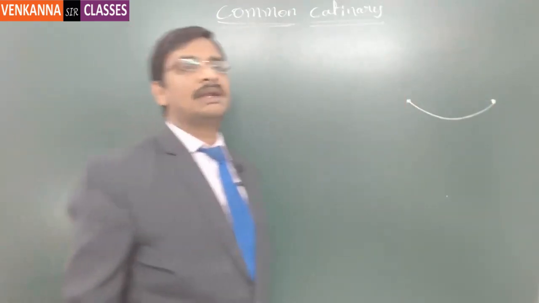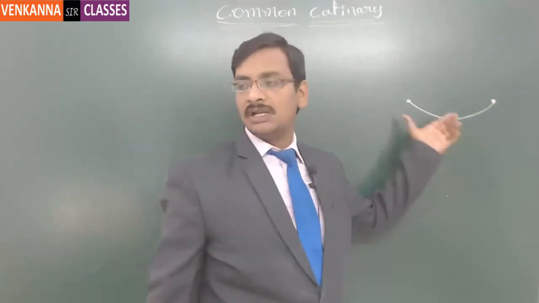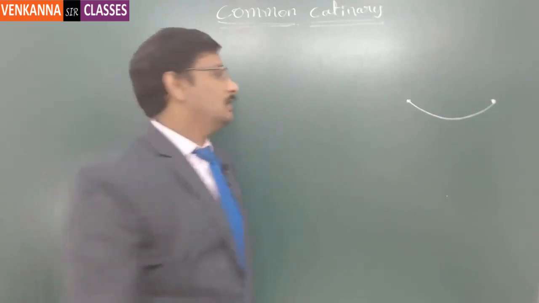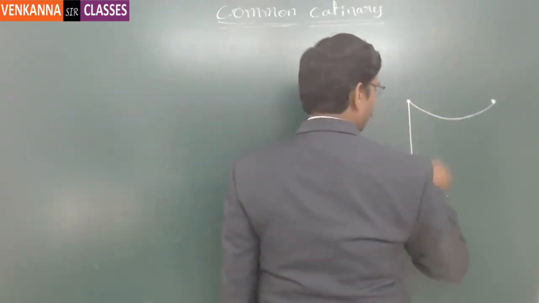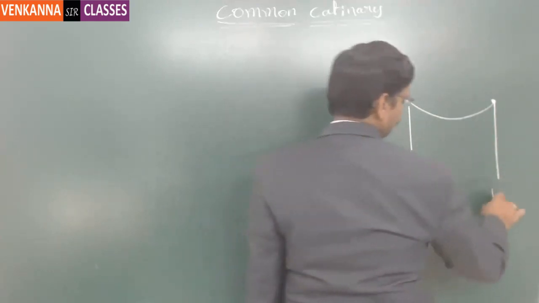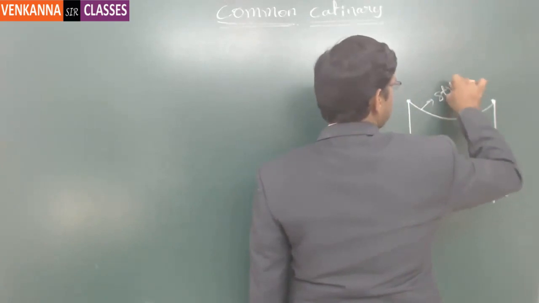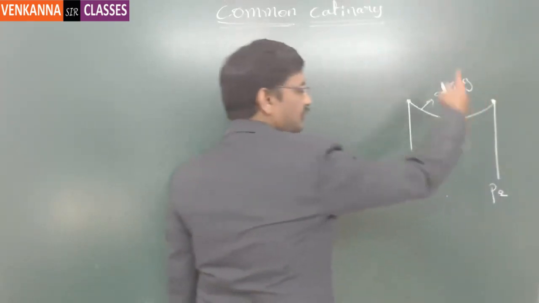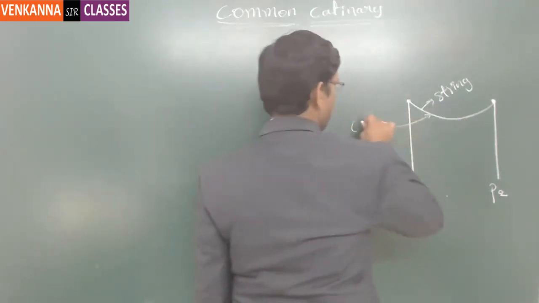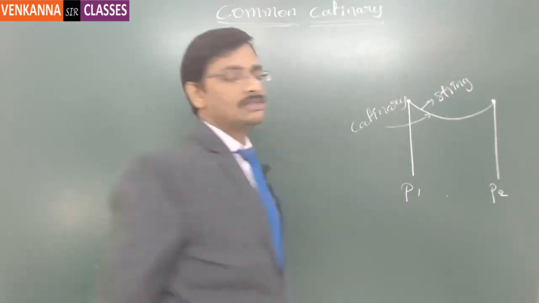Usually, like in electrical poles, you might have noticed that the electrical wire connected between two different poles is nothing but a catenary. Here there is one pole here and one more pole here. So this is pole 1 and this is pole 2, and this is the string, and the shape that is going to form is what is called a catenary.